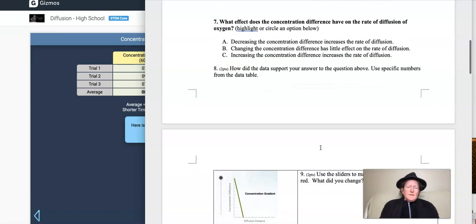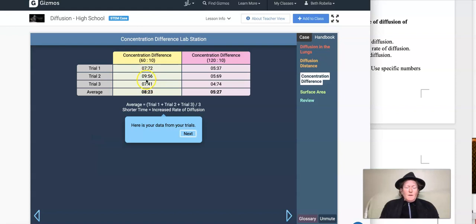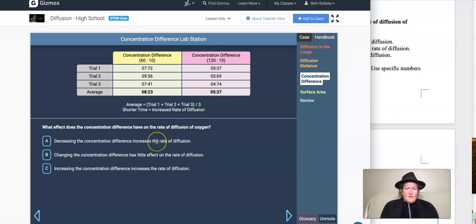So what effect does the concentration difference have on the rate of diffusion of oxygen? Does decreasing the concentration difference increase the rate of diffusion? Does changing the concentration difference have little effect? Or does increasing the concentration difference increase the rate of diffusion? This is a small difference with a big time, so there's slow diffusion here. And this is a big difference with a smaller time. So you make your decision here. Use the data in the table to help support your answer.